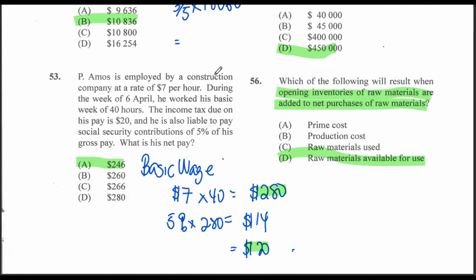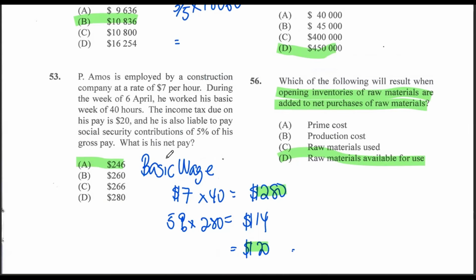P. Amos is employed by a construction company at the rate of $7 per hour. During the week of 6 April, he worked his basic hours of 40. Income tax due is $20. He's liable to pay Social Security contributions of 5% of his gross pay. What is his net pay?